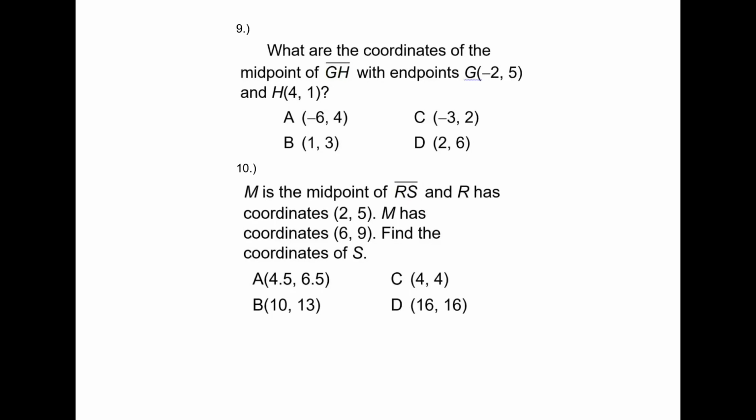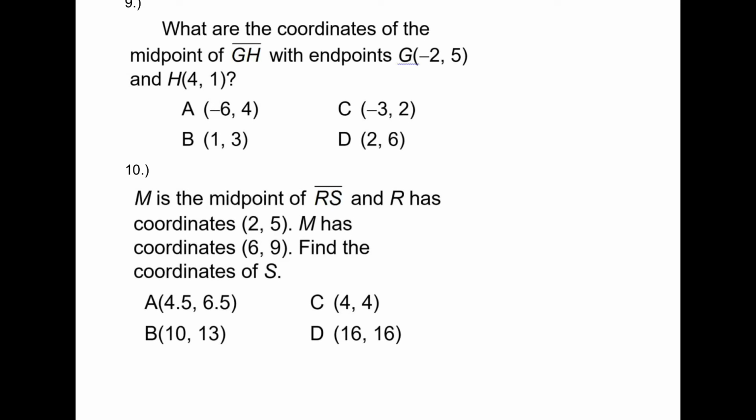Jumping to the review, this is what the problems look like. So given these coordinates, I add together the x's and divide by 2. That gives me an x coordinate of 1. And I add together the y's, 5 plus 1, and I divide by 2, and that gives me a y coordinate of 3. So the answer is B.